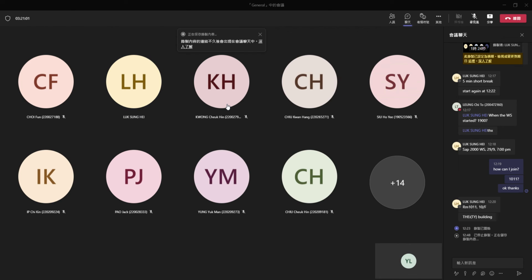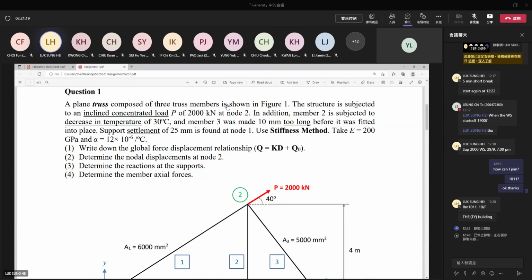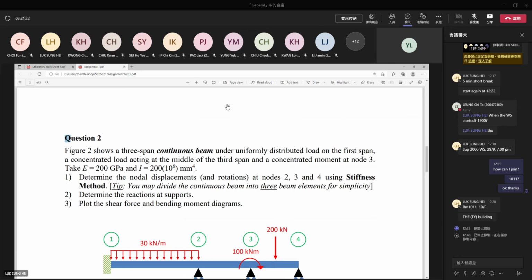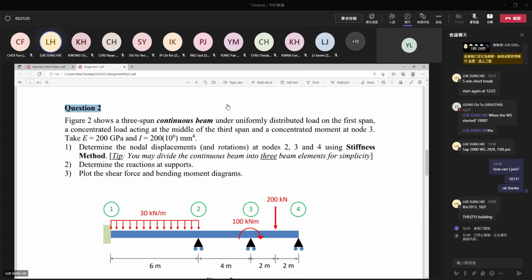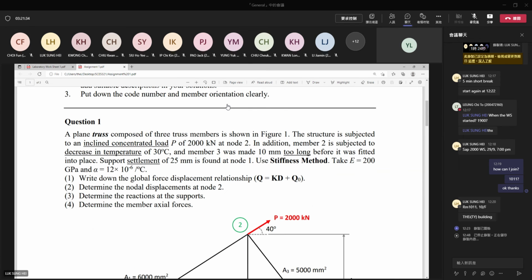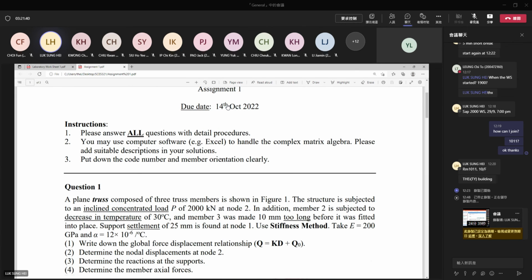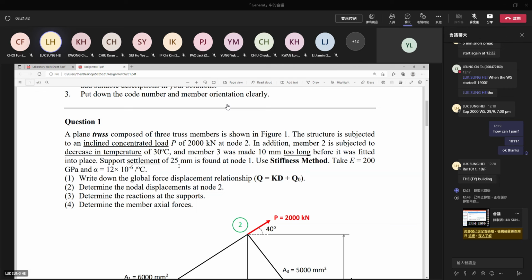And second, assignment. Assignment 1, right? I showed you last time. Today, you can complete question 1 and question 2. We finished all the things for beam analysis. So at this stage, you can complete also question 2. Try to complete these 2 questions if you have time. The due date of assignment 1 is 14 October. You still have some time, but it's good to start earlier so that you have a more flexible arrangement.